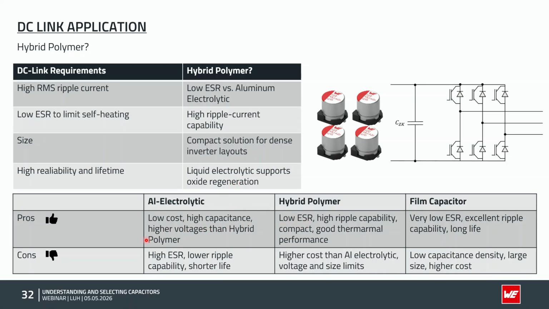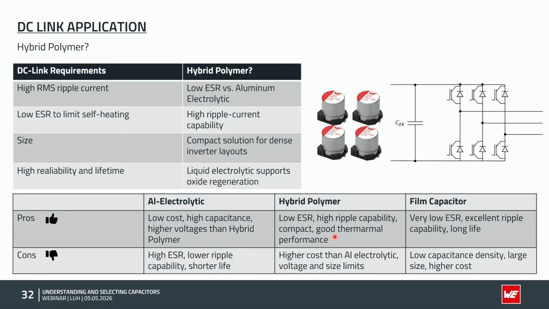Then I also compared aluminum electrolytic, hybrid polymer and film capacitors. If we start with the electrolytic ones, they have very low cost. The capacitance is high. They offer higher voltages than hybrid and polymer. And if we speak about hybrid polymer, they offer low ESR and high ripple current capability. They are very compact and they also have good thermal performance.